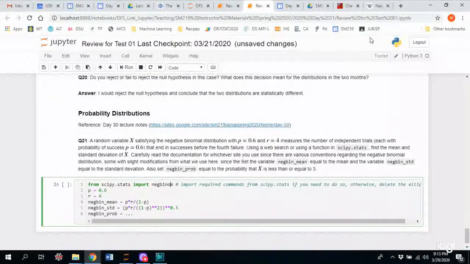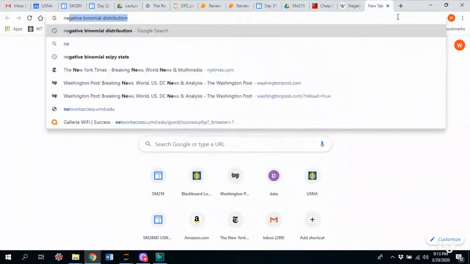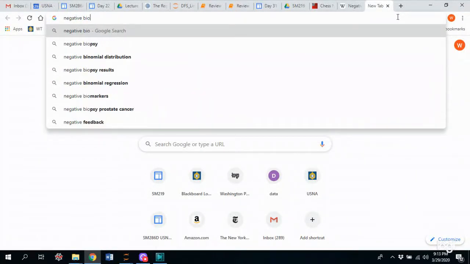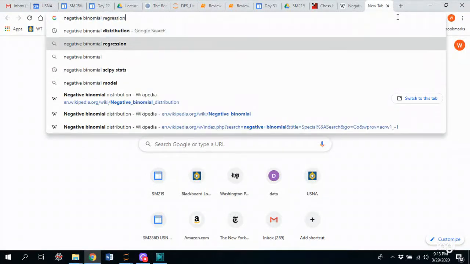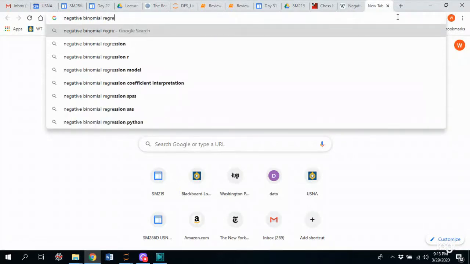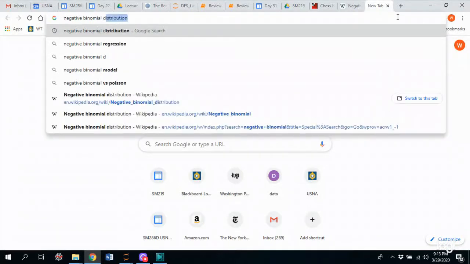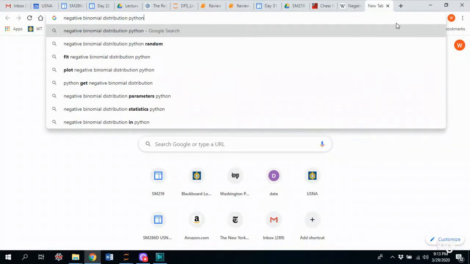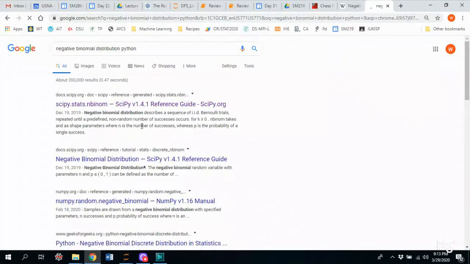Let's just do a quick web search. Negative binomial distribution. Sorry about that. Distribution in Python. And here it's called nbinom. Let's check that out.